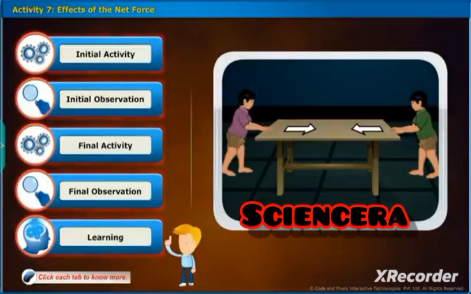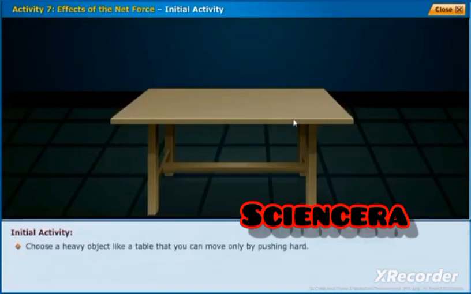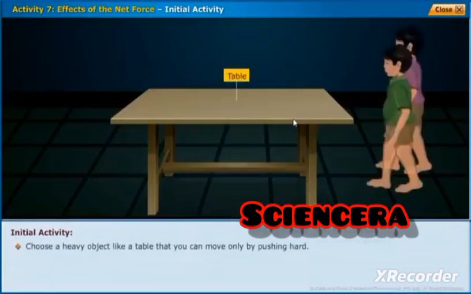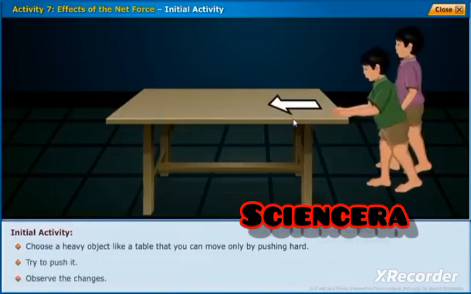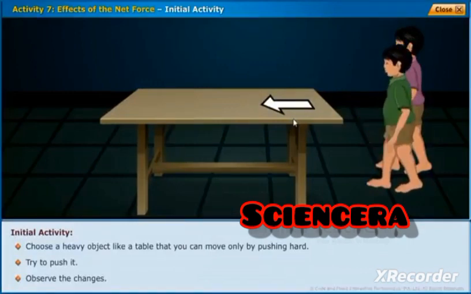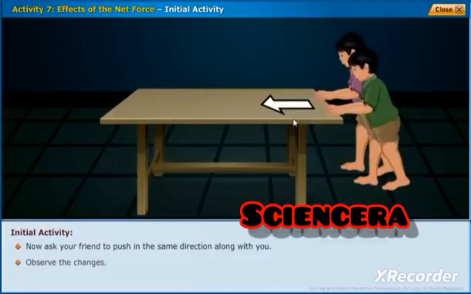Click each tab to know more. Choose a heavy object like a table that you can move only by pushing hard. Try to push it. Observe the changes. Now ask your friend to push in the same direction along with you. Observe the changes.